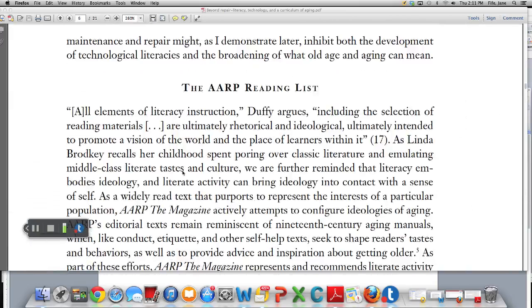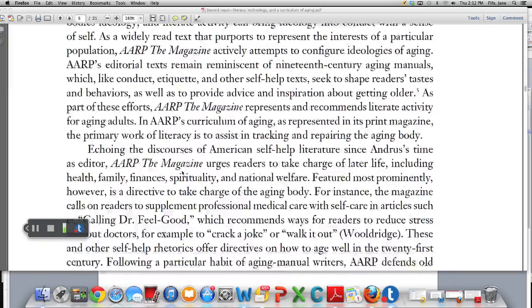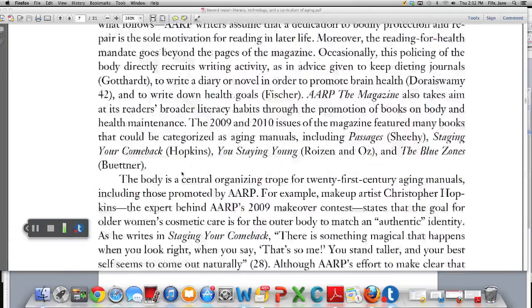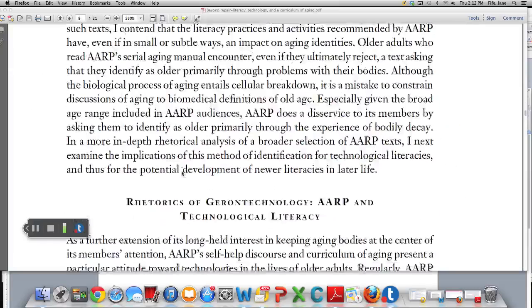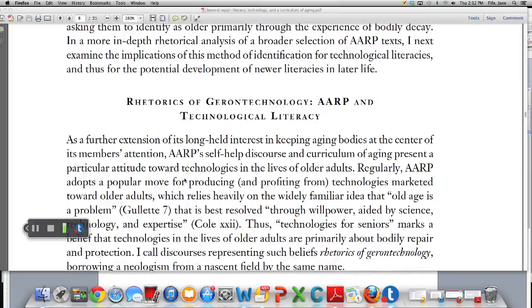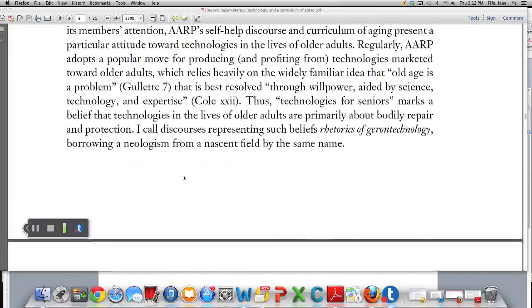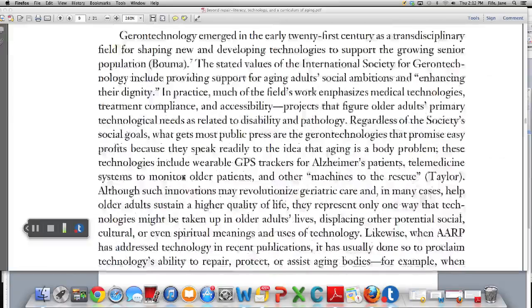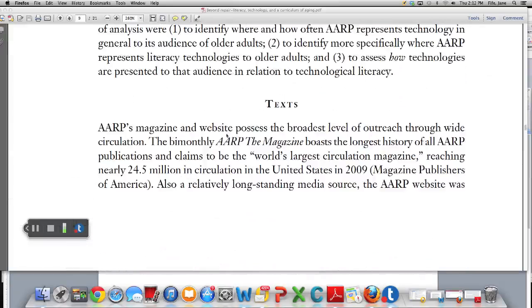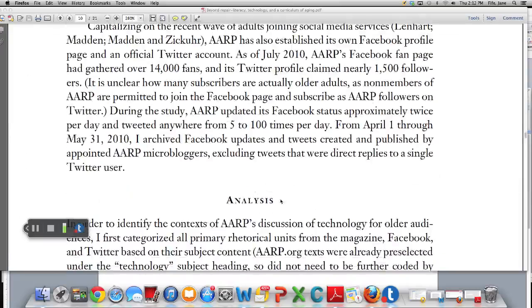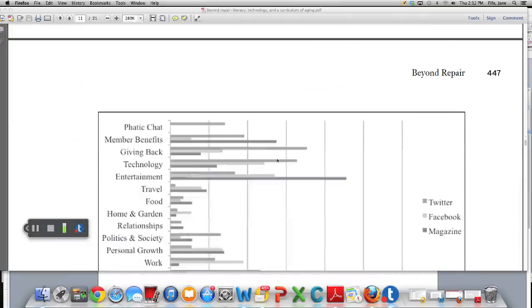And then the AARP reading list, it describes some of the publications that they put out. Okay, and that's important because that's what this analytical study will be looking at. Okay, so then it explains some of the theory behind the ways that elderly people are discussed in these technology publications. And then finally it gets into more of the method there. The texts that were looked at in this study and the analysis, what the procedures were for that analysis.